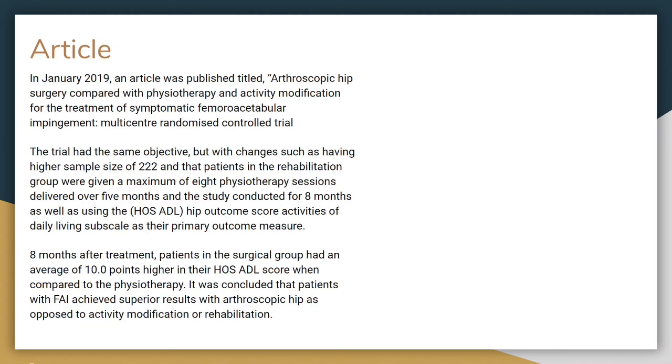8 months after treatment, patients in the surgical group had an average of 10 points higher in their HOS-ADL score when compared to the physiotherapy group. It was concluded that patients with femoroacetabular impingement had superior results with the arthroscopic hip surgery as opposed to the activity modification or the rehabilitation in physical therapy.